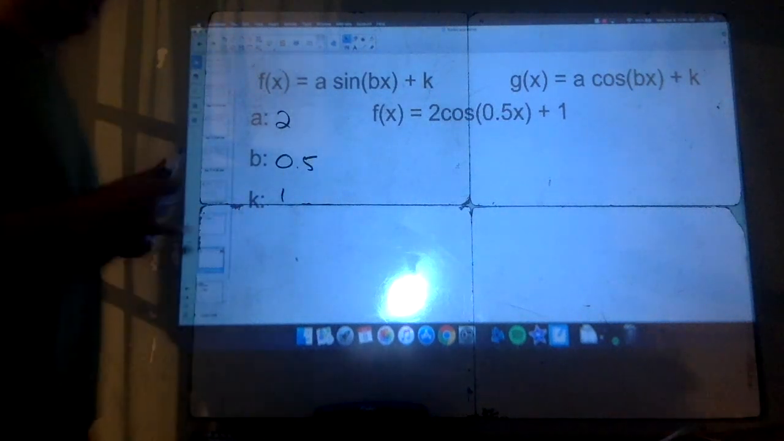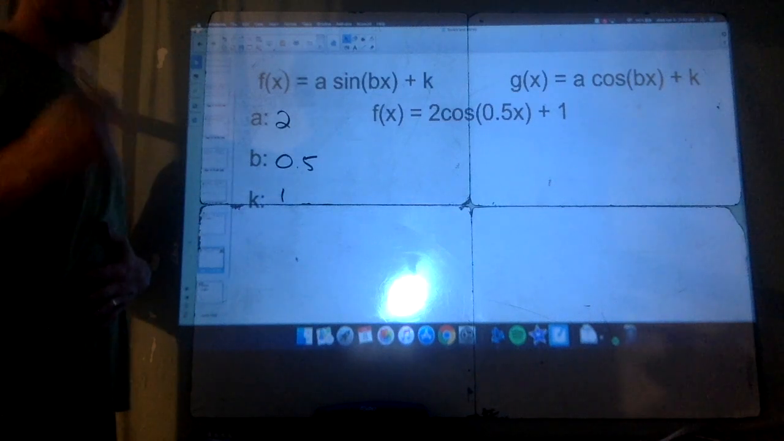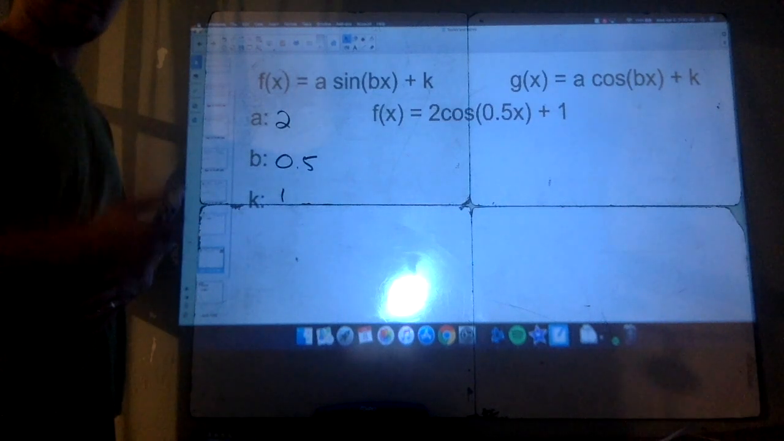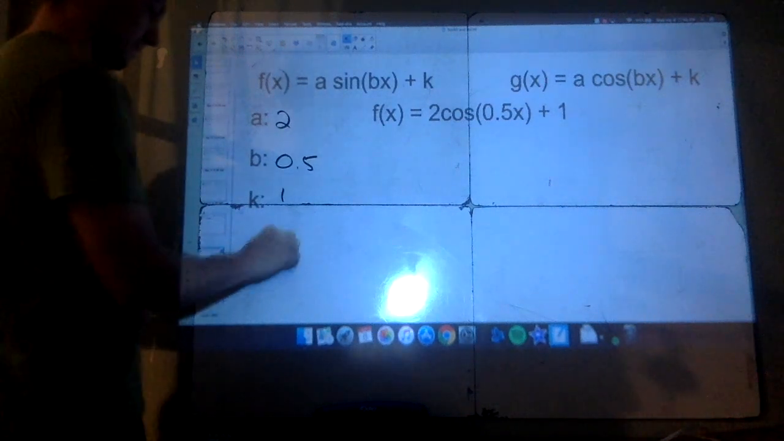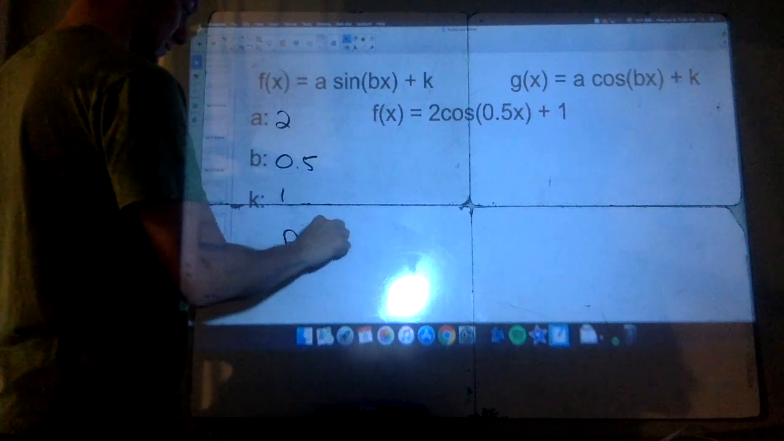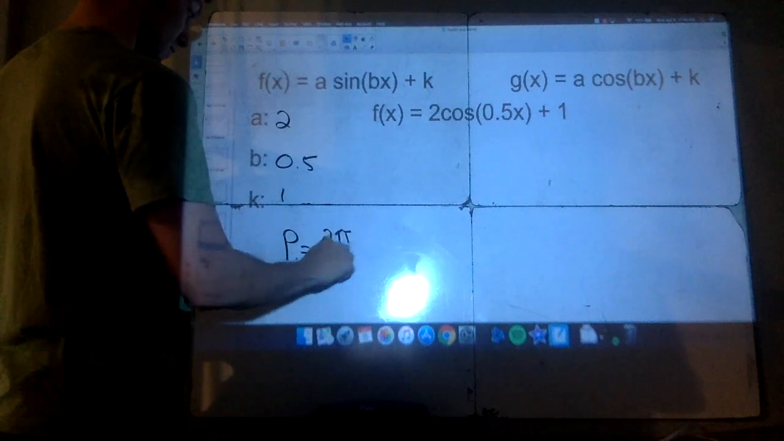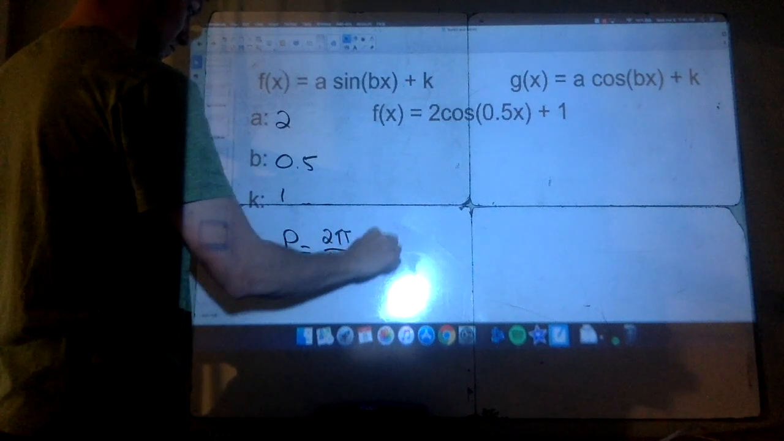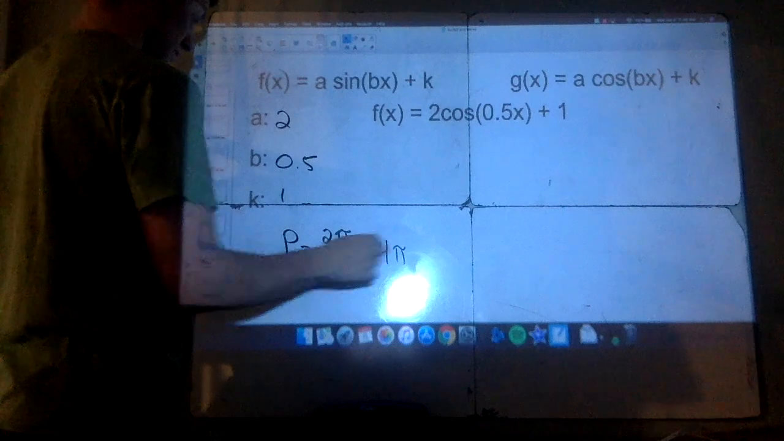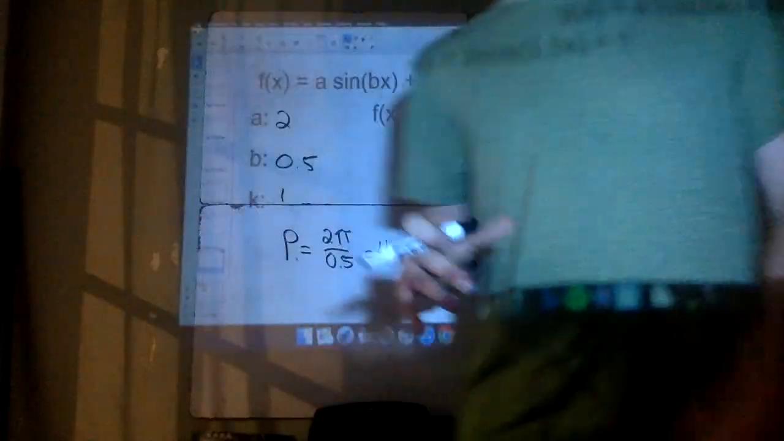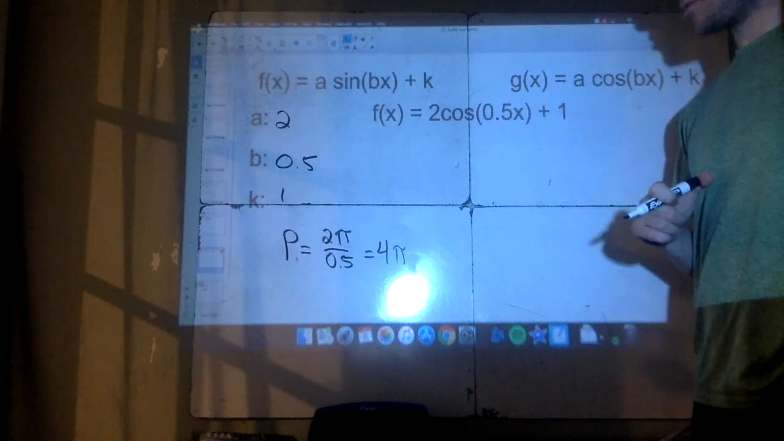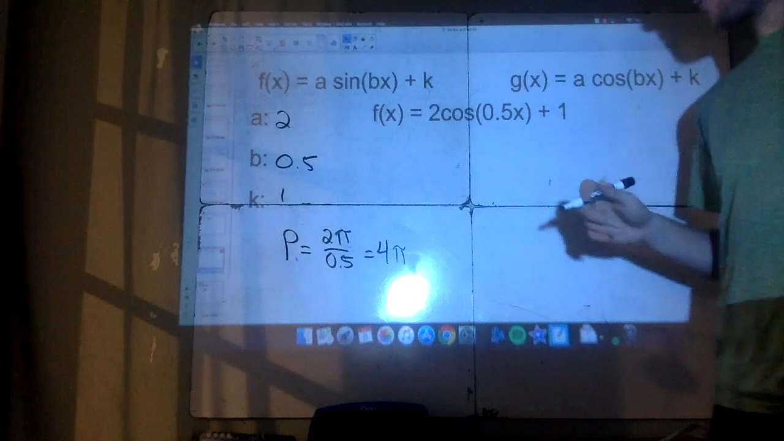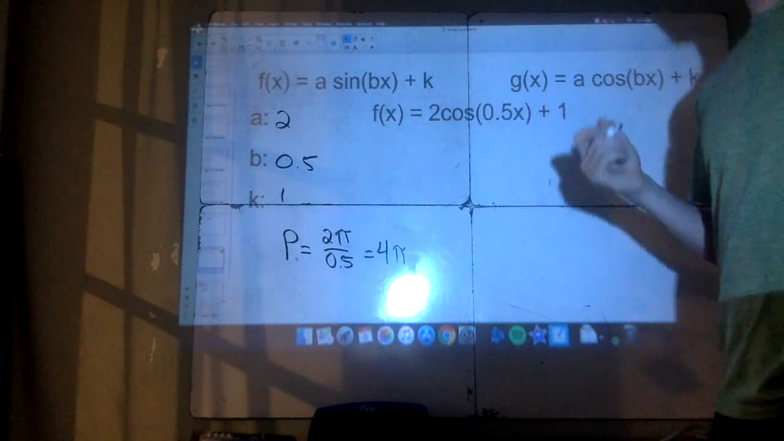All right, now that we have those, we want to find what is the period. So again, pause the video, try to find the period, and check with me when you're ready. All right, so I got 4 pi. Check if that's what you got. If not, find a mistake and fix it. And then we're going to start graphing.